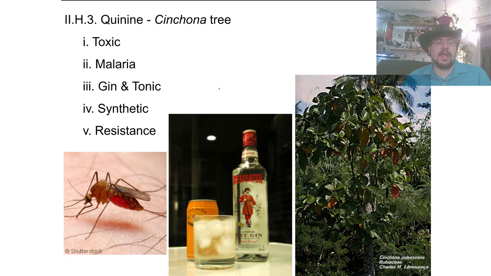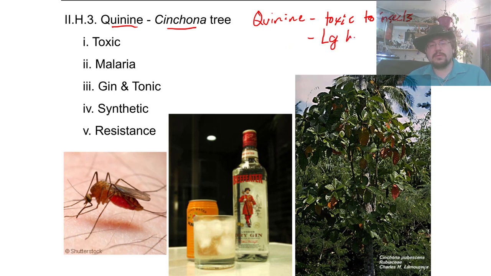Okay, quinine from the Cinchona tree. Okay, so quinine. It is directly toxic to insects. Right? And so it'll kill insects and invertebrate herbivores, and in larger herbivores, it has the effect of inhibiting protein digestion.